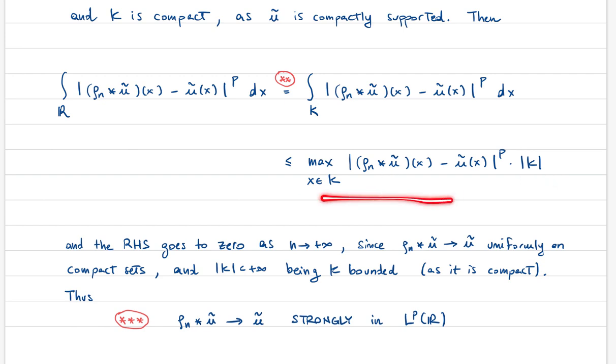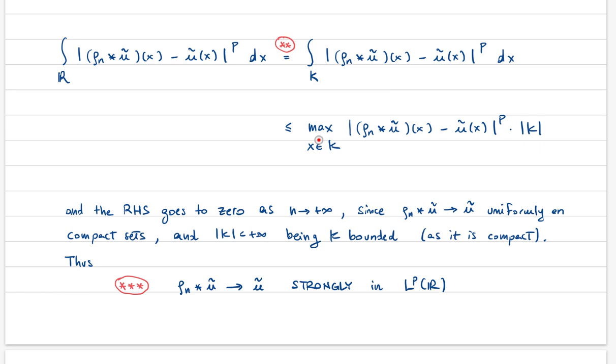Also this guy is going to 0 because we know that since u tilde is compactly supported, this convolution is converging to u uniformly on compact sets, by the proposition we stated before. And therefore the right hand side here is going to 0, proving that this integral is going to 0 as n goes to plus infinity, which is exactly our thesis. So we just showed that the convolution between rho n and u tilde is converging to u strongly in LP.